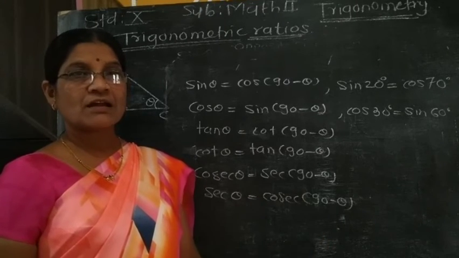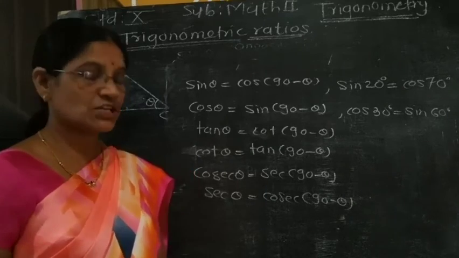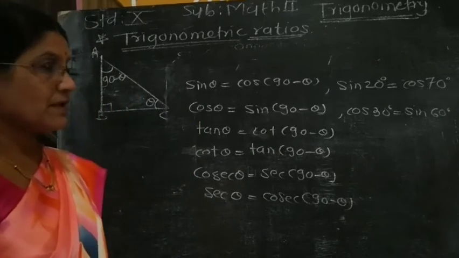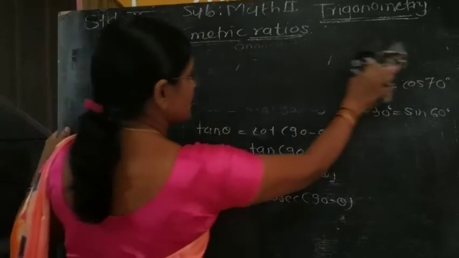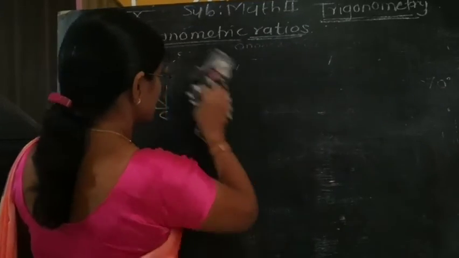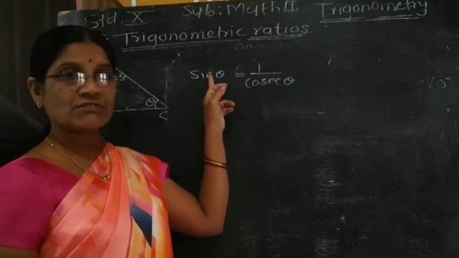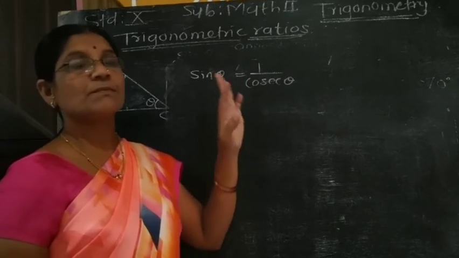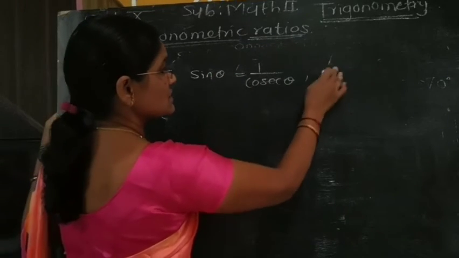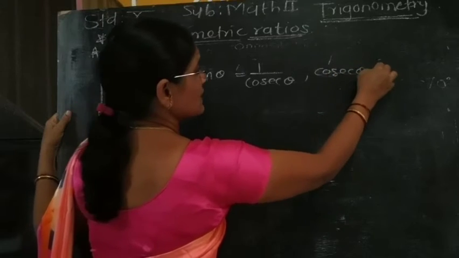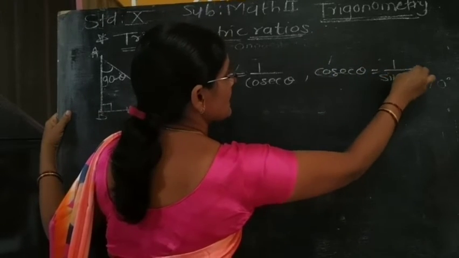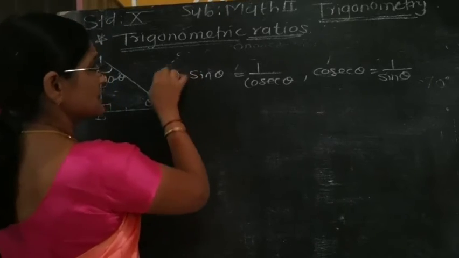Now we are learning the inverse relations. We already explained the trigonometric ratios definitions at that time. Sin theta is equal to 1 over cosec theta. I already told you this, cosec is the multiplicative inverse of sin, and sin is the multiplicative inverse of cosec. Means same way we can write cosec theta is equal to 1 upon sin theta. This is the first relation.